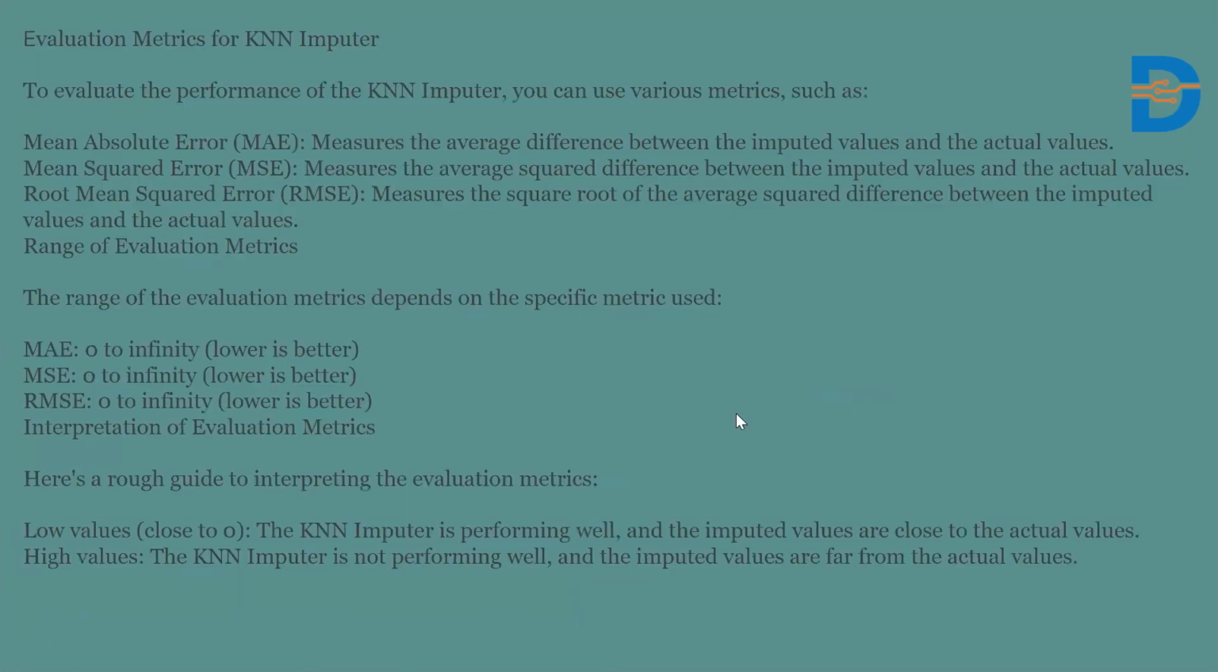So after you have done the imputation, you can evaluate your particular data set. So how do you evaluate? Using techniques called MAE, MSE, RMSE. Lower scores indicate the model is performing well. If the value is close to zero, low values, the imputer is performing well, meaning the imputed values are close to the actual values. High values mean the KNN imputer is not performing well, and the imputed values are far from the actual values.